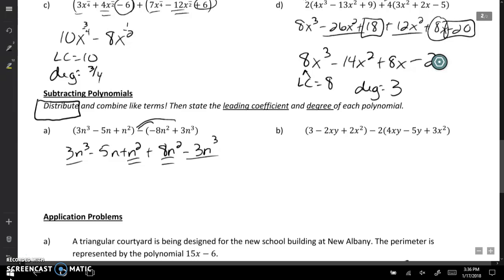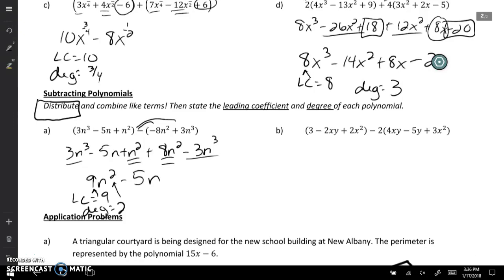N squared plus 8n squared is 9n squared, and then we've got that minus 5n hanging on. Okay, your leading coefficient is 9. That's the number in front. And then this is a second degree because that exponent there is a 2. Okay, I want you to try B. Okay, hit pause, try it, then check those answers.